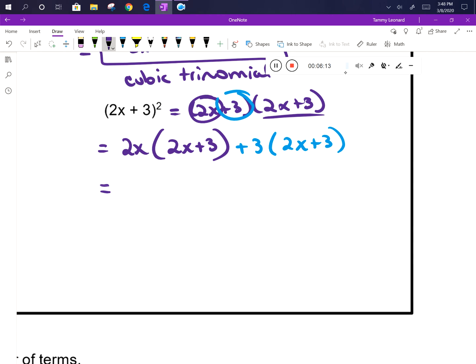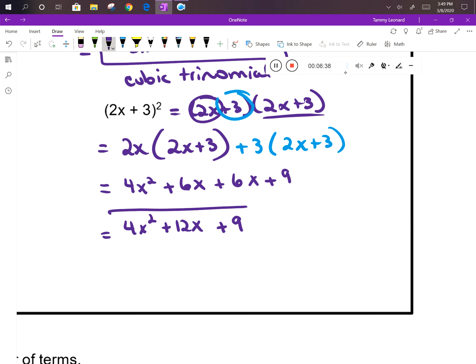So starting from the beginning, 2x times 2x is 4x squared, and 2x times positive 3 is plus 6x. Then positive 3 times 2x is plus 6x, and positive 3 times 3 is plus 9. Kind of like the last problem. The first term and the last term are unique, but the middle terms are like terms, so we need to add them together. This also happens to be a quadratic trinomial.